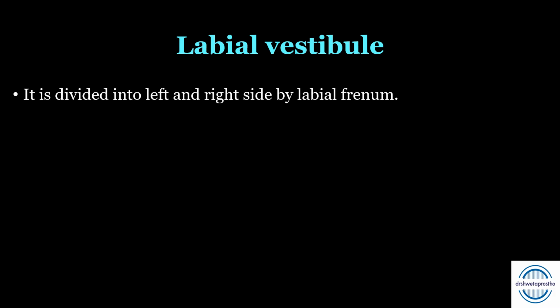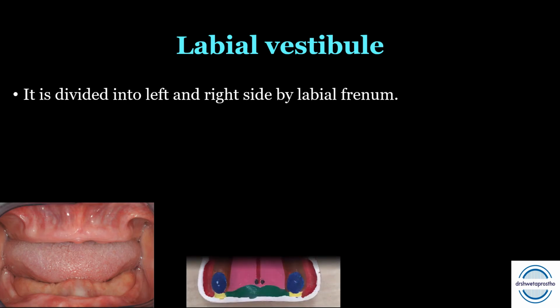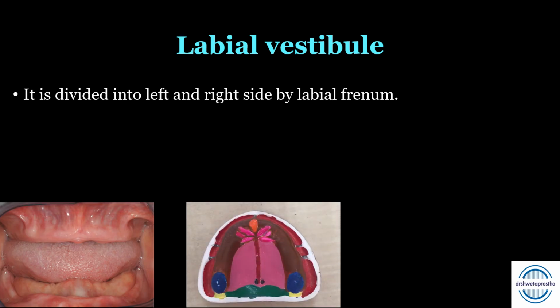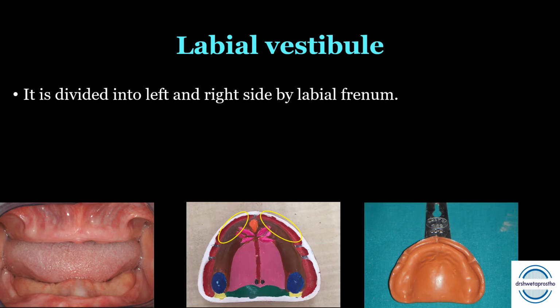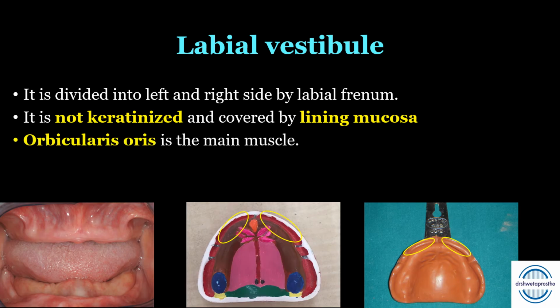Second is the labial vestibule. Labial vestibule is divided into left and right sides by the labial frenum. We can locate them on the cast also. The labial vestibule is present between the labial frenum and the buccal frenum on both sides. It appears as a labial flange in the impression. It is not keratinized and it is covered by lining mucosa. An MCQ question often asked by the teachers also.